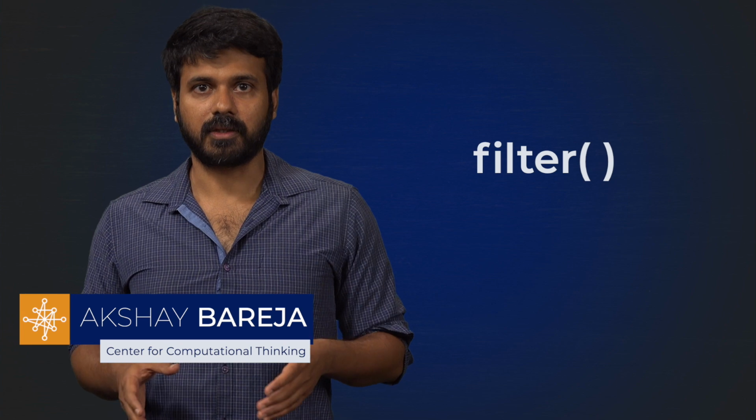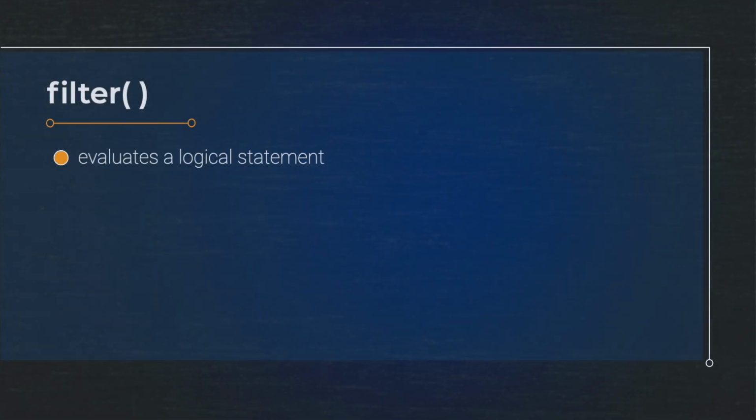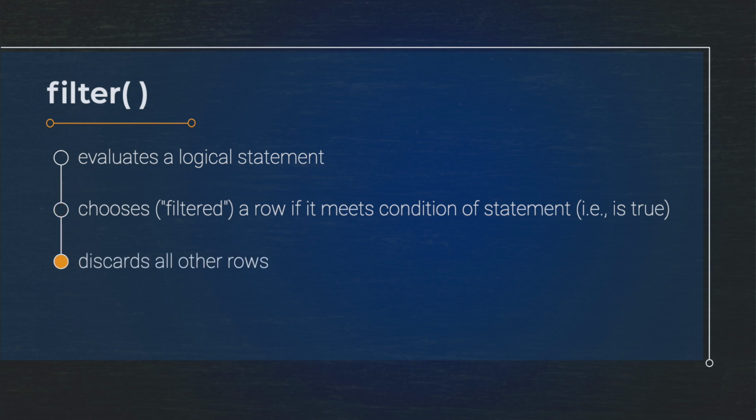In this video, you are going to learn how to use the filter function from the dplyr package. Unlike the select function, which is used to choose specific variables or columns, the filter function is used to choose rows based on certain criteria, meaning that this function evaluates one or more logical statements within it, and all the rows that match those conditions are kept, and all the other rows are discarded.